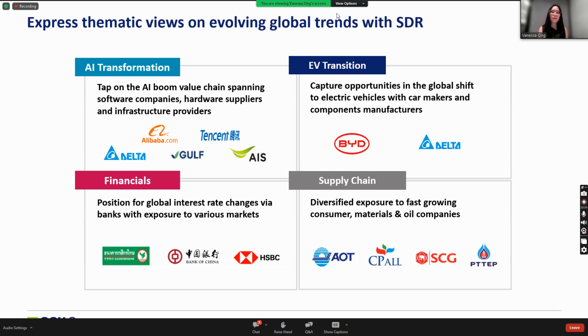Furthermore, for the financial sectors, you can position for a range of global interest rate changes, ranging from more globalized exposure through HSBC, all the way to more specialized exposure through China-based stocks like Bank of China, as well as Thai-based banks like Kasikorn Bank. And even for the supply chain-based sector, you can also gain access to some of the top fast-growing companies in Thailand, including Siam Cement Group and CPOL.